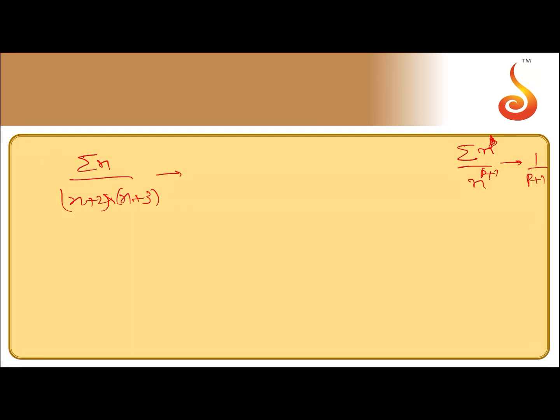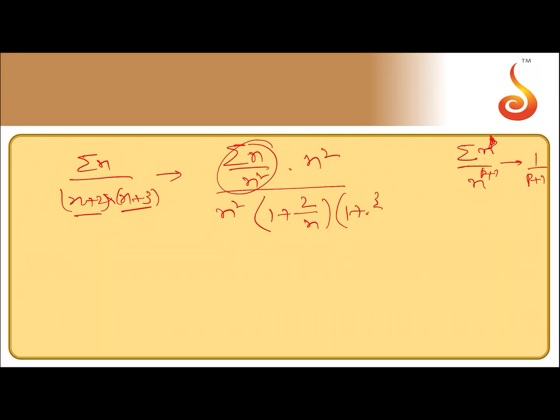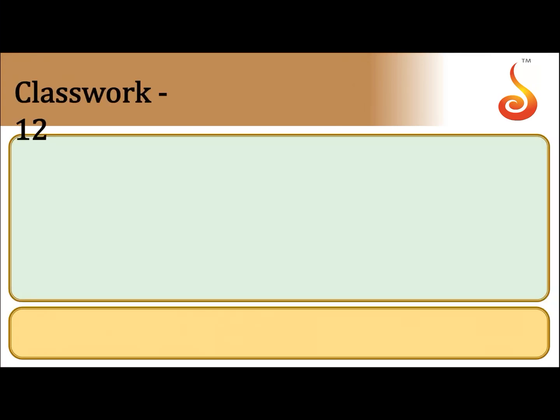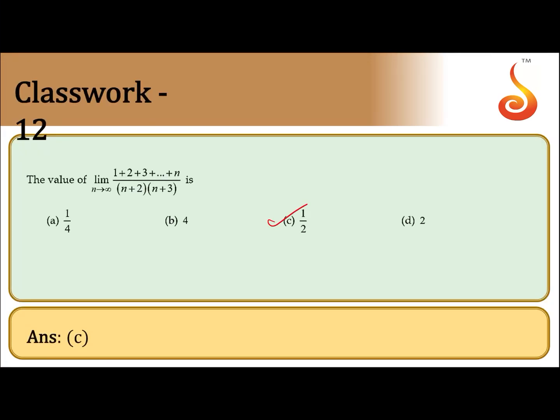So as I say, this can be written as sigma n divided by n square, which becomes 1 by 2 multiplied by n square. Why don't you take n common from each of the terms? 1 plus 2 by n multiplied by 1 plus 3 by n. As n tends to infinity, 1 by n tends to 0. So clearly you can see that these two get cancelled. This is equal to 1 by 2 divided by 1 plus 0, 1 plus 0, 1. So the answer is equal to 1 by 2. The answer is C.